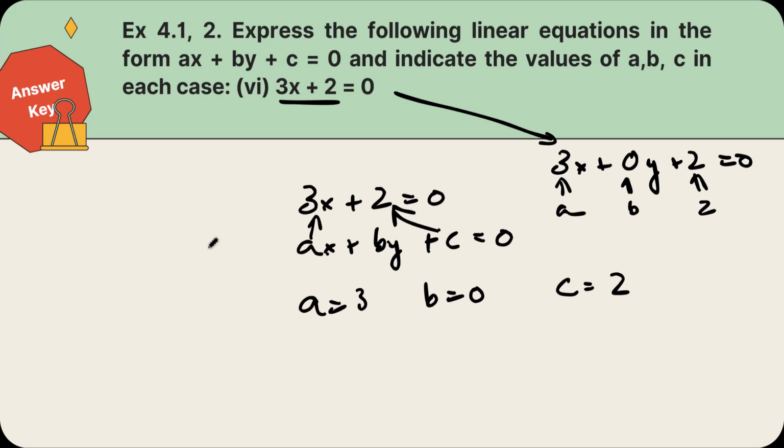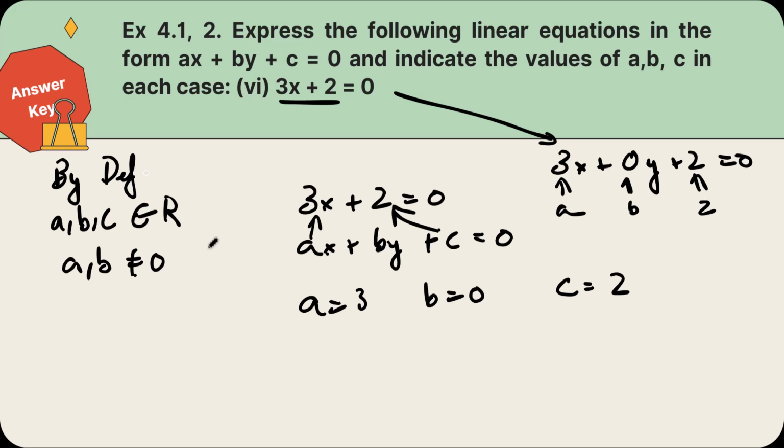But by definition, for a linear equation in two variables, a, b, and c belong to real numbers, and a and b cannot be equal to 0. Okay. So you can say by definition of a linear equation in two variables, the above is a linear equation in one variable, which can be represented in this form, but it is not actually done like that. So you can state this is actually a linear equation in one variable, not two variables. You can also say that.